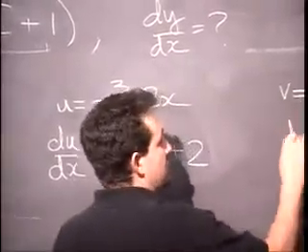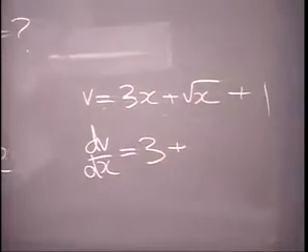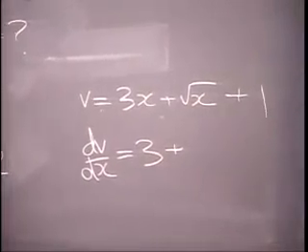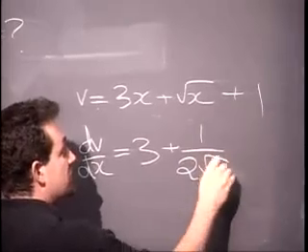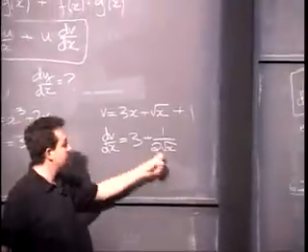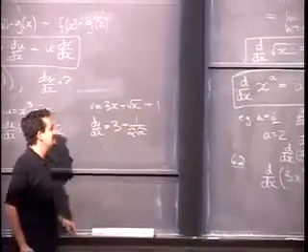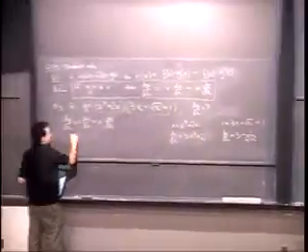dv dx, 3, we don't have to change root x to the 1/2. We can just write it down using the formula that I proved earlier, 1 over 2 root x. See how nice it is to know that particular one? Comes up all the time. The derivative of 1 is 0 because it's a constant. So there it is. All I have to do is plug it in.